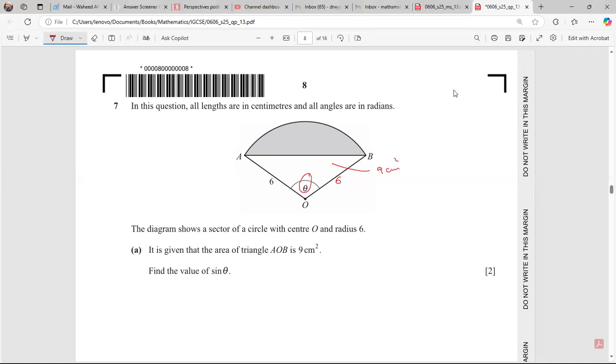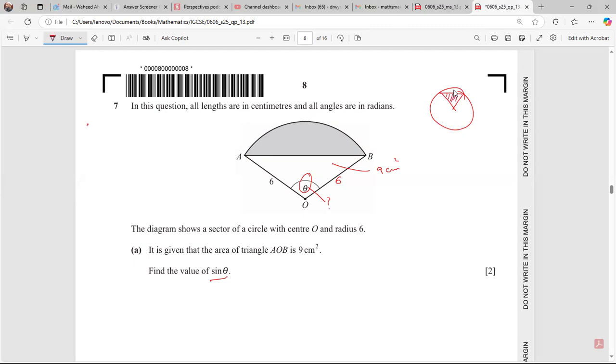Right. And we need to find this angle. How much is this angle theta? Actually, we don't need to find the angle. We need to find the sine of this angle. We did this type of question before, where we have a circle and inside the circle we have an angle. And what is the area of this triangle? So this is an interesting question.